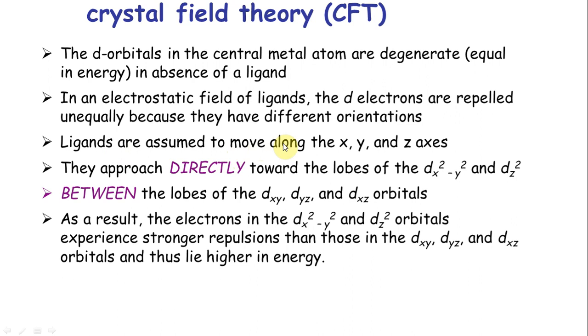The ligands are assumed to move along the x, y and z axes, meaning the ligand is approaching only along the axis, not in between. They approach directly towards the lobes of x squared minus y squared and dz squared. That's because if you look at the shapes of the d orbitals, x squared minus y squared will have 2 lobes.